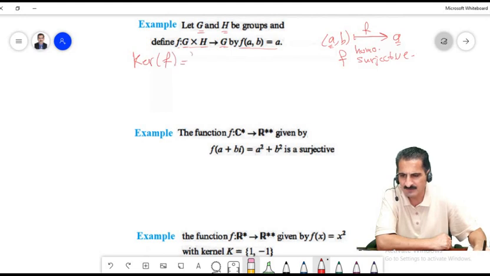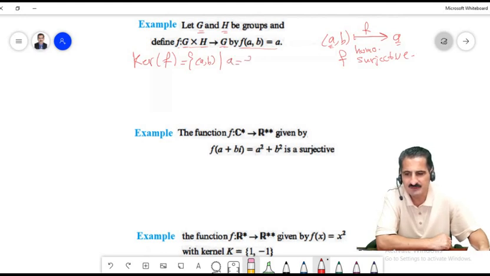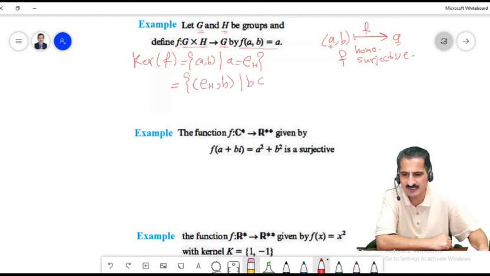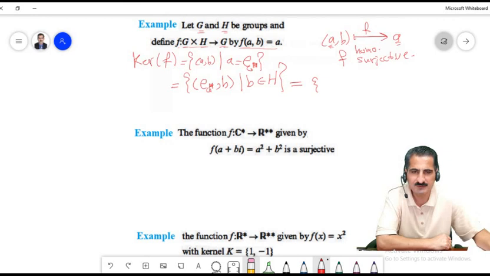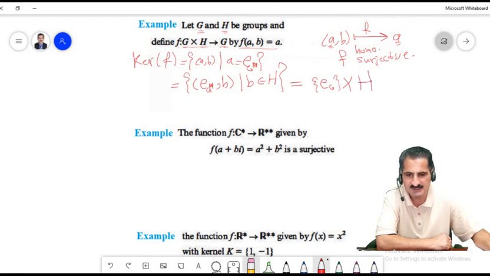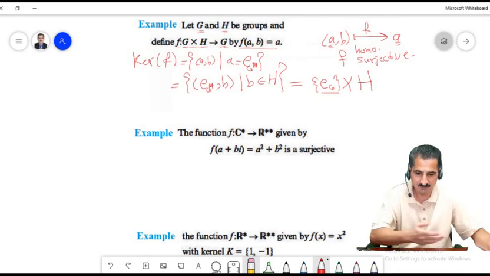And what is the kernel of F? The kernel of F consists of elements in the domain, which are ordered pairs, such that the image, which is the first coordinate, equals the identity of G. So the kernel of F consists of all elements whose first coordinate is the identity of G and whose second coordinate is an arbitrary element of H. So it is a cross product between this trivial group, which is the identity, and the other group.